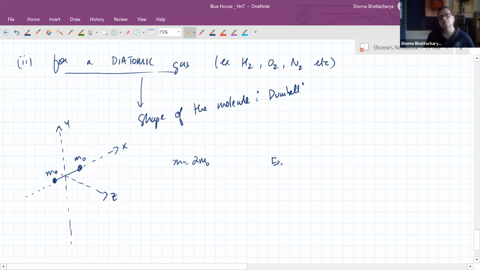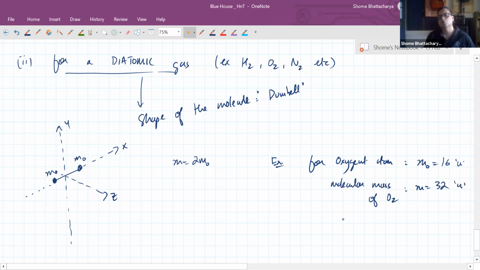Okay. So for example, for oxygen atom, the atomic mass is 16 atomic mass units. So molecular mass of O2 will become 32 atomic mass units. So molar mass of O2 will become 32 grams.